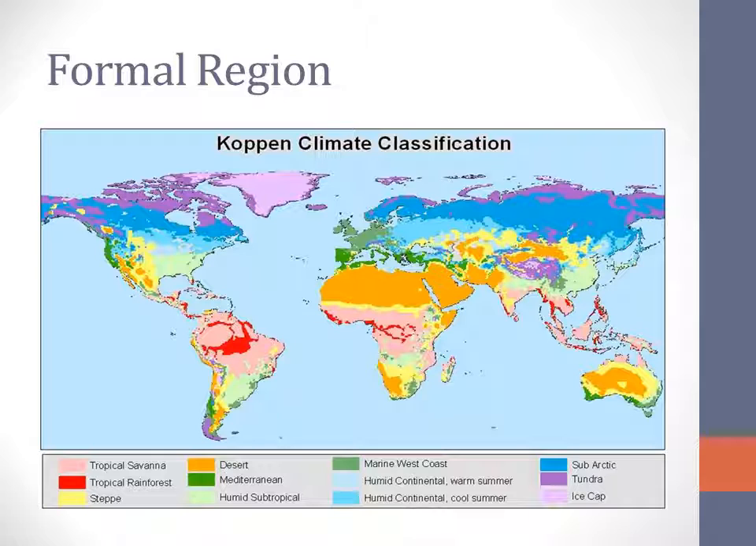On this map, Washington, D.C. is located in the humid subtropical climate region. And if you wanted to explore other regions, you could see that north of the humid subtropical region is the humid continental cool summer region. So New York is placed in a different climate region than the District of Columbia.